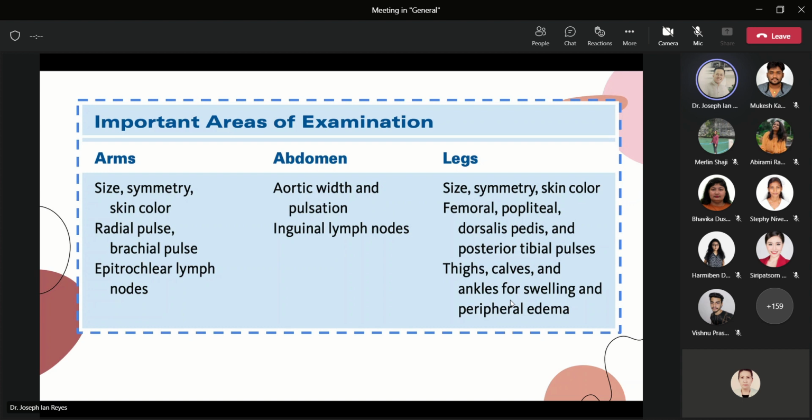Okay. So why is it important to check the size? So size maybe for poor circulation, poor development, poor growth of your extremity. Symmetry, maybe one side is occluded, the other is not, or maybe there is swelling on one side and the other is just normal. So check for symmetry. Skin color, again, poor circulation, maybe hair loss or pigmentation, or pallor. Yeah. So that's why. These are the important areas to examine.